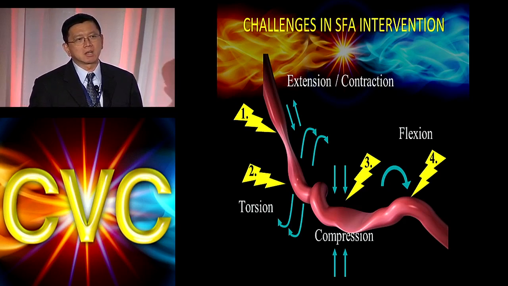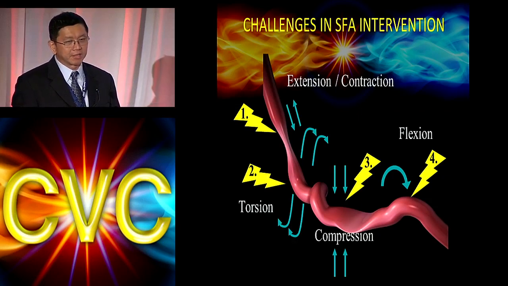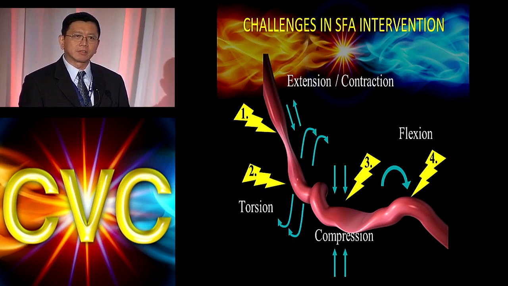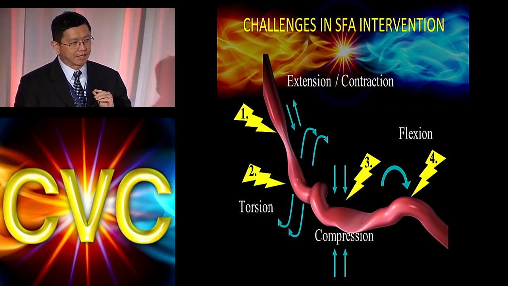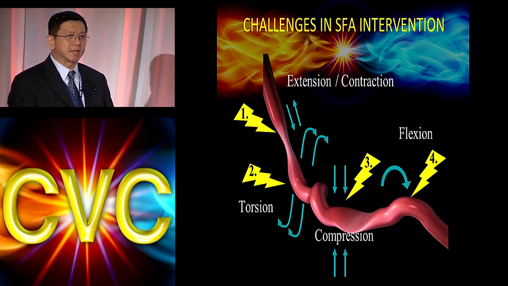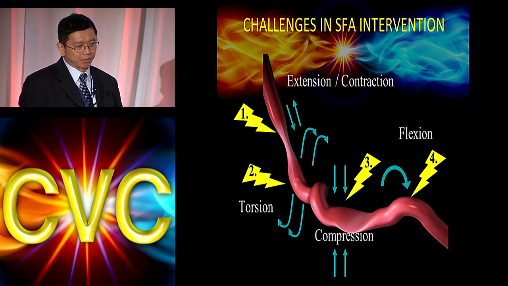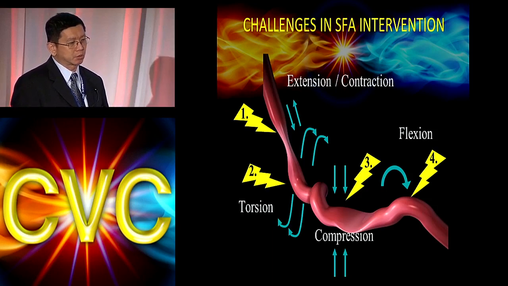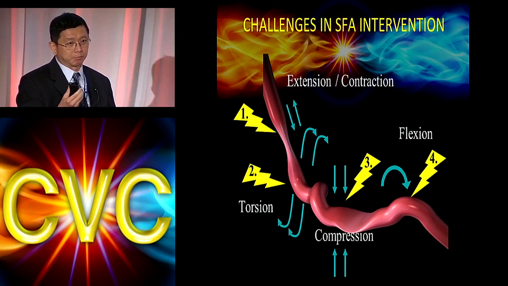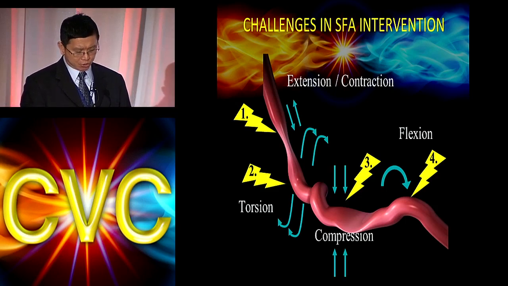There are no other vessels in the body compared to the SFA that face so many geometric or mechanical forces. Specifically, there are probably up to 6 or 7 different mechanical forces that this vessel faces on a regular basis. As an example, many of you are sitting in this chair. When you go from standing to a sitting position, you create a contraction force on your vessel. If you were to cross your leg, that creates a flexion or torsion force on your vessels. And if you were to put your laptop or backpack on your thigh, that creates a compression force. Different geometric forces acting on these vessels create a particular challenge.